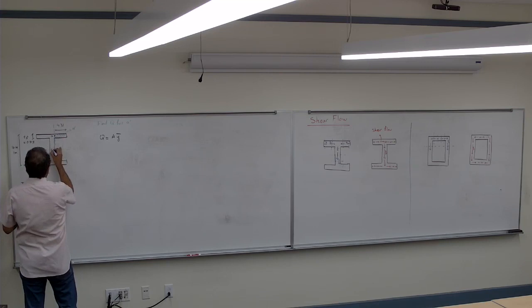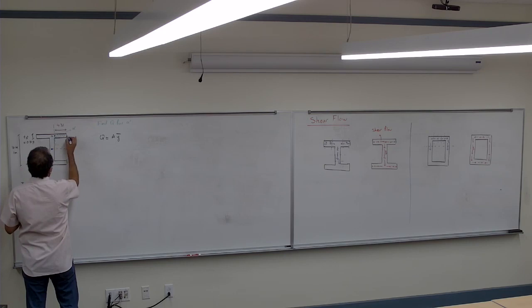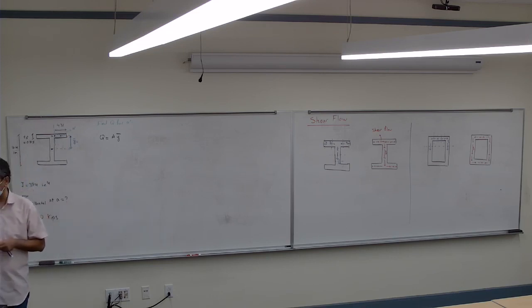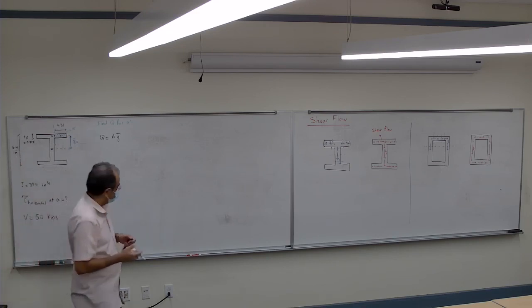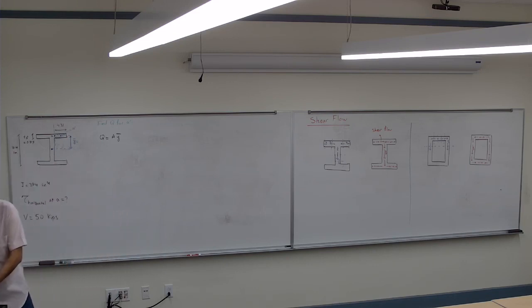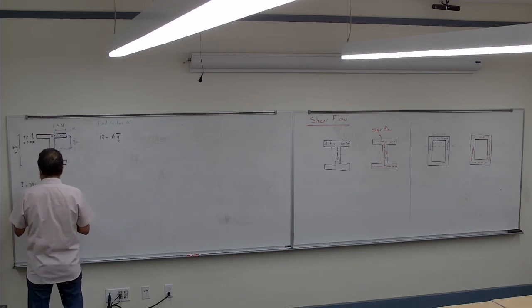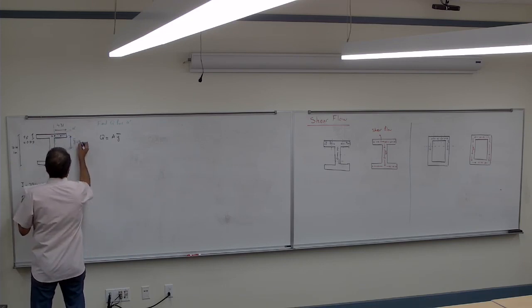So the y bar would be from the centroid of that to the centroid of this. That's the y bar. So from the neutral axis to the centroid of the area I want to calculate, which would be, it says it's going to be 4.815. Yeah, that's what I got.